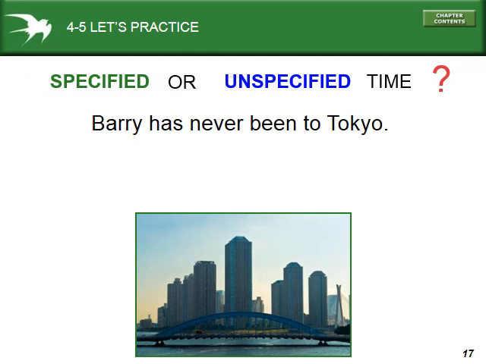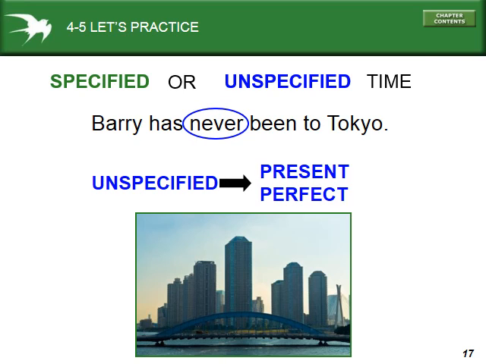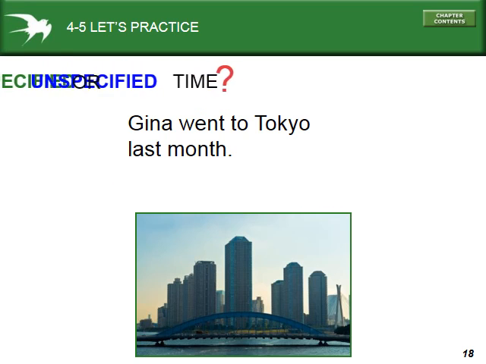Okay. Barry has never been to Tokyo. Is this specified or unspecified? It's a little bit tricky, right? This is unspecified, even though never means always. We're not giving a specific time.